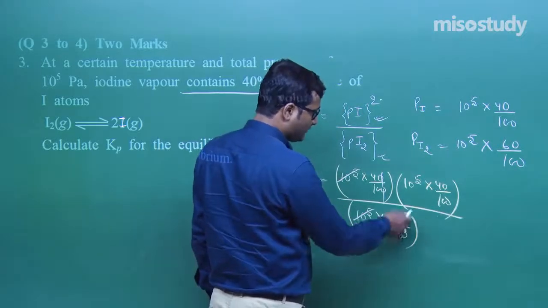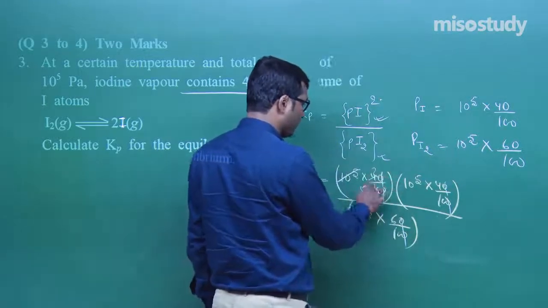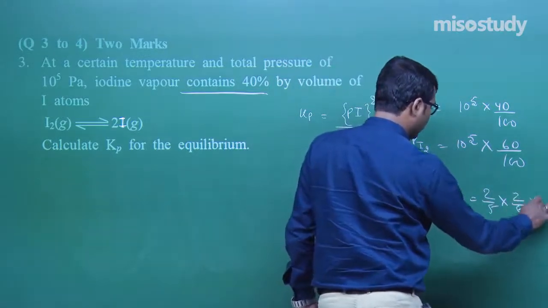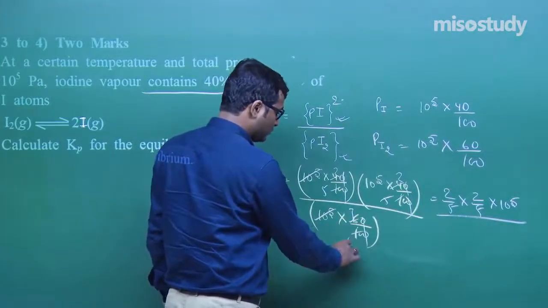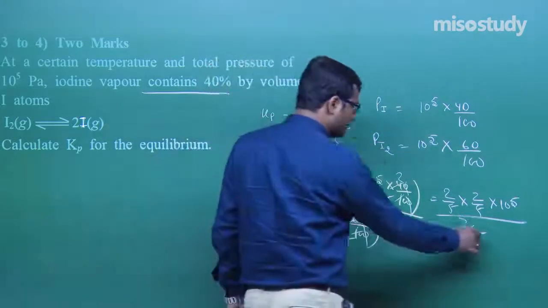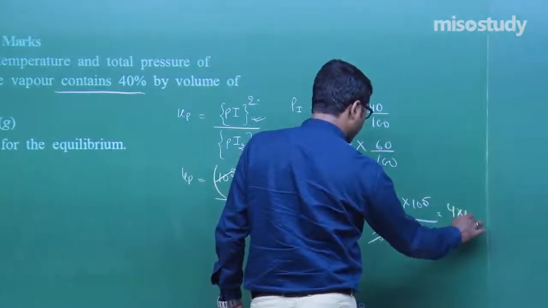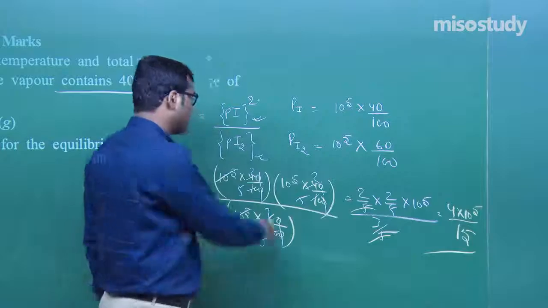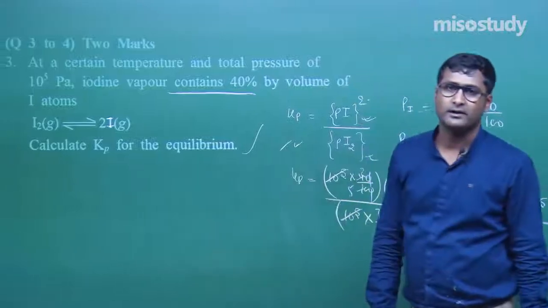Next, the 10^5 will cancel. What we are getting is 2 by 5 into 2 by 5 into 10^5 divided by 3 upon 5. Now this 5 and this 5 will cancel each other. What we are getting is 4 into 10^5 upon 15. This is a simple method to find out the Kp for the equilibrium.